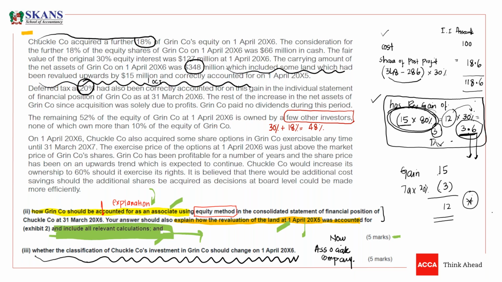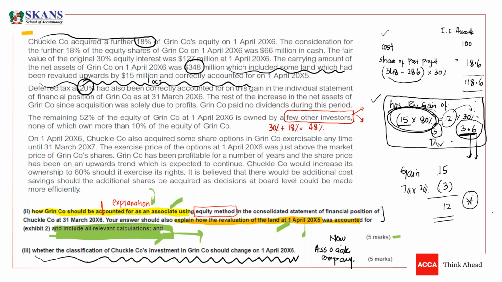They are not connected to each other. It means they are widely dispersed. Okay, few other investors. But few other investors means they are widely dispersed, or they can combine against you. If they are few, can they combine against you or not? They can. Remember this word.